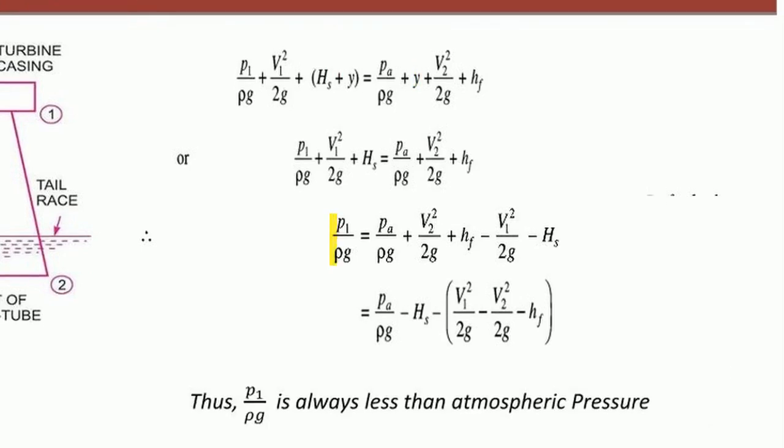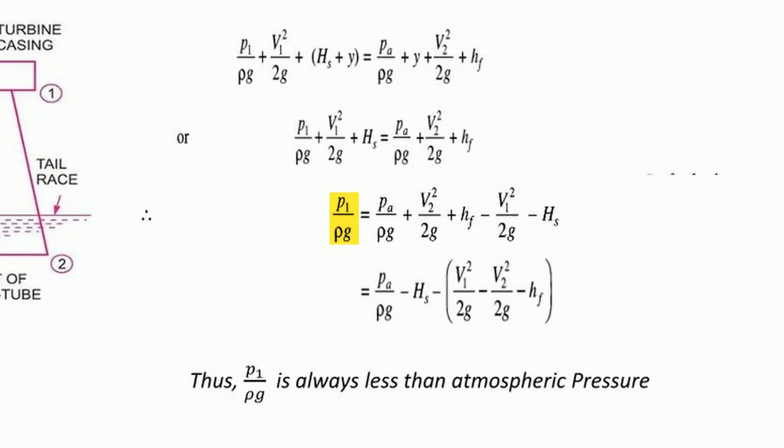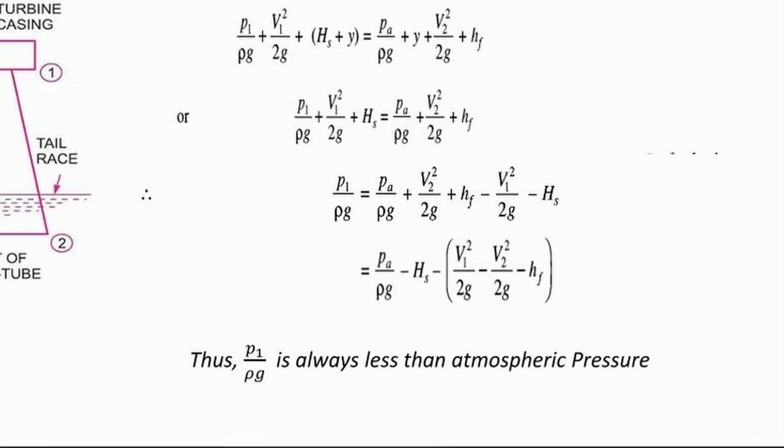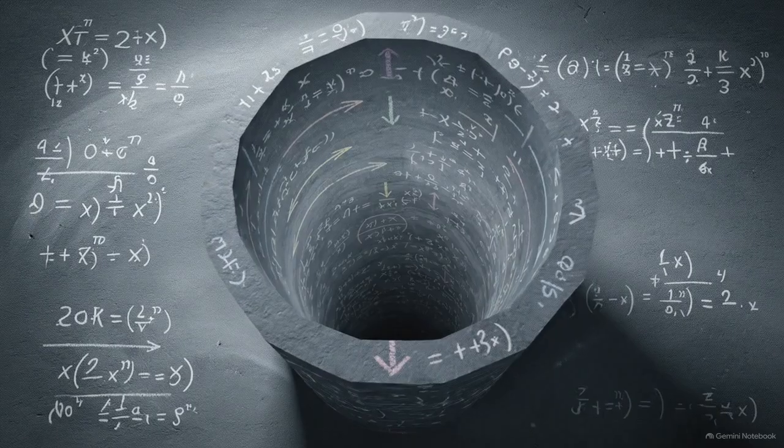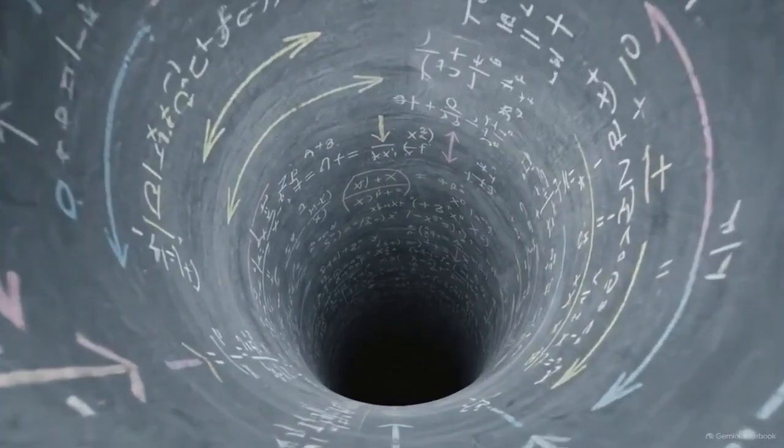To isolate the pressure state at the turbine exit, P1 over rho g, we move the inlet's kinetic and elevation terms over to the right side of the equation. Grouping these terms yields a clear relationship. Inlet pressure equals atmospheric pressure minus the structural height minus a bracketed term containing the kinetic energy difference and friction losses. Here is where the geometry of the physical hardware completes the proof.